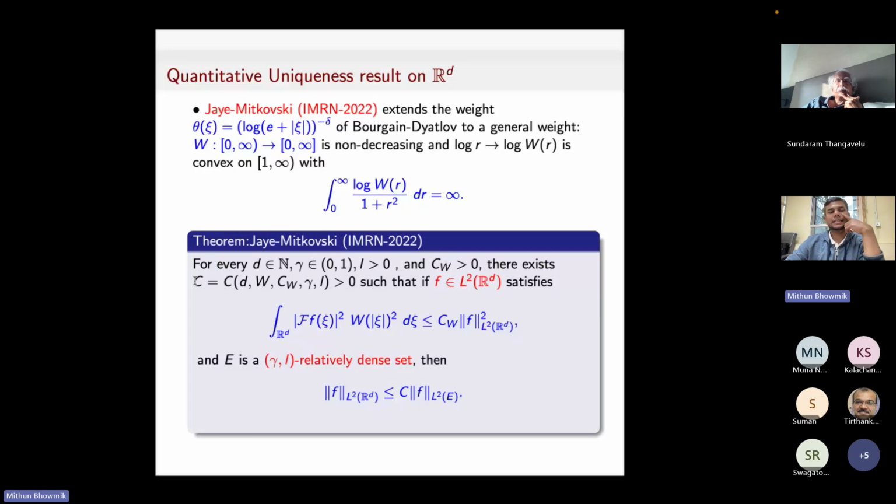Then there exists a constant C that will depend on the dimension, the relative denseness parameters gamma and L, this weight and the constant C_W. Now, whenever we have a relatively dense set, I can recover the function f from its restriction on the relatively dense set. So this is the most general version of propagation of smallness of a function from a relatively dense set.